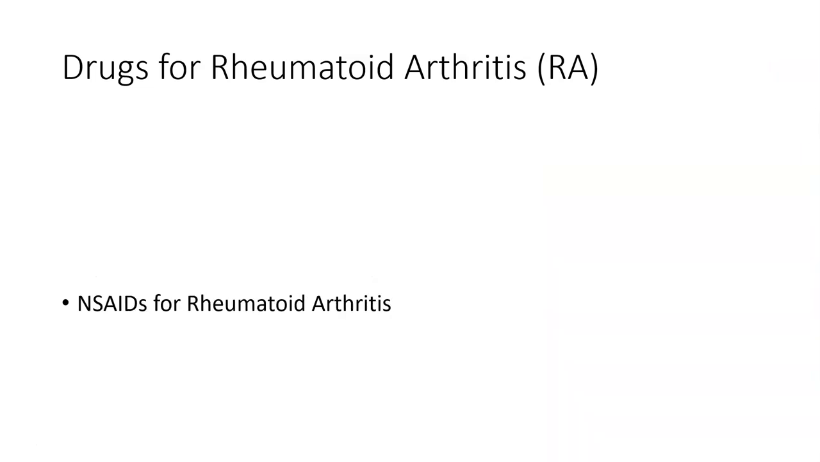We also use NSAIDs. Now, there is a risk if we use them long term. They can cause ulcers, but we can also use them for rheumatoid arthritis. But most often those are going to be used in a flare for a short term. Give a high dose like ibuprofen 800 milligrams kind of thing.